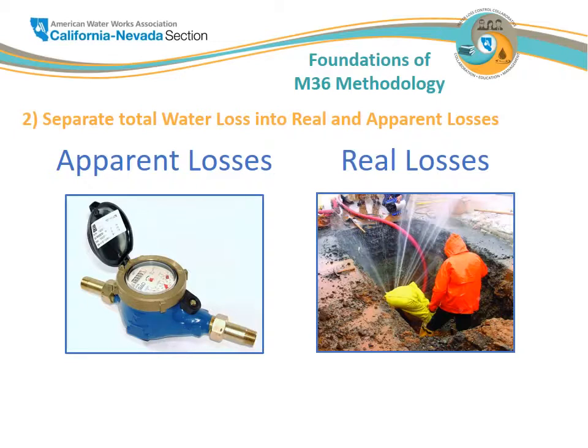Whereas real losses are physical leakage volumes. Those are all volumes that are lost to the surroundings of our system due to infrastructure failure, whether a small service connection line leak or a huge main blowout. They all count as real losses, a physical volume of leakage.